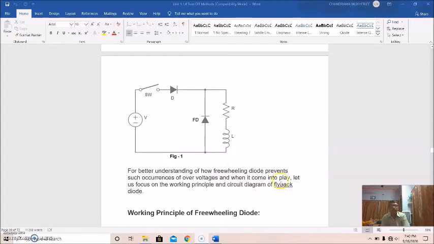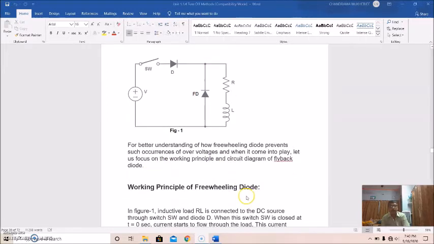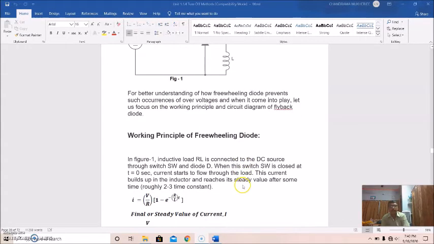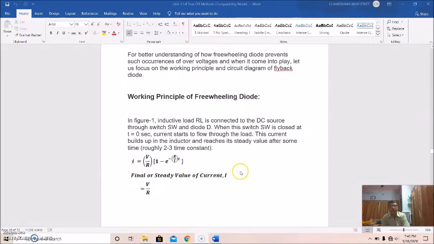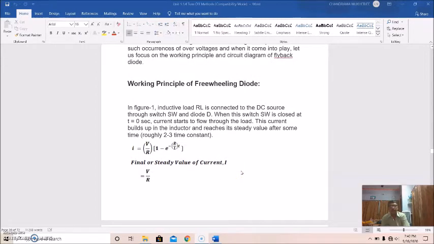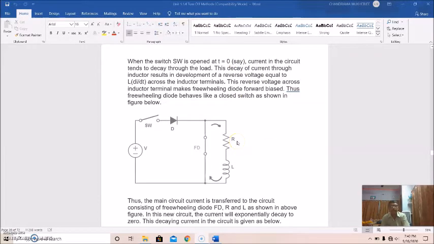So how does the freewheeling diode prevent such overvoltage, and when does it come into play? Let's concentrate on the working principle of the freewheeling diode. The inductive load RL is connected to the DC source through a switch and the diode, as shown here.